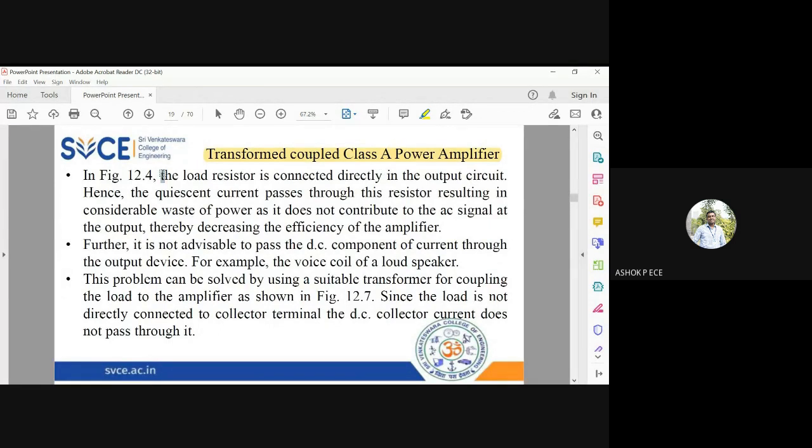If the load resistor is directly connected to the output circuit, this is a directly connected class A power amplifier. Since you have a load resistance there, considerable wastage of power happens, which will reduce the efficiency of the amplifier. Coupling the power through a resistance is usually the simplest way, but it is going to have a very high amount of loss in the circuit, because when any current flows through a resistor, some heat is dissipated and power is lost, right? So coupling the power through a resistor is not a very good idea. That is the reason there is power wastage and the efficiency of the amplifier is very poor.